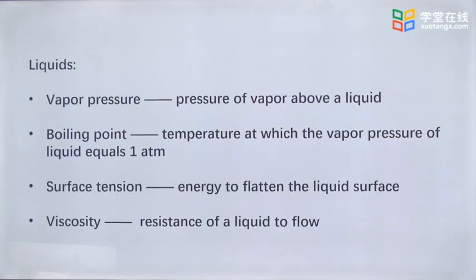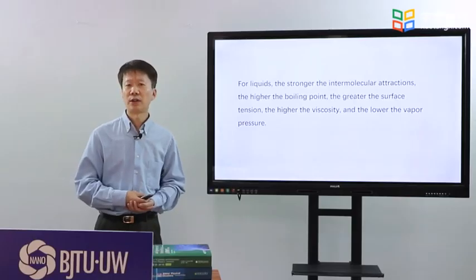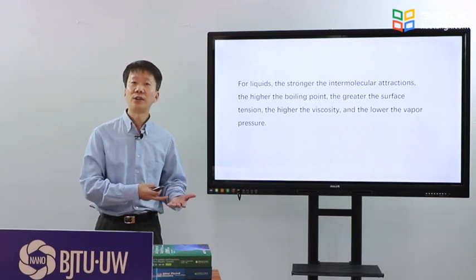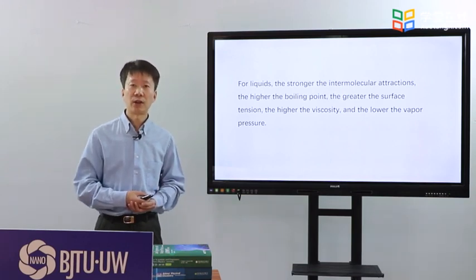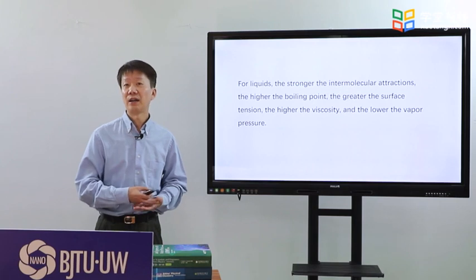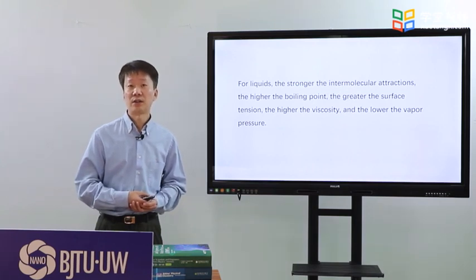The intermolecular interaction can also be used to understand the boiling point, surface tension, and viscosity of the liquids. Generally, for liquids, the stronger the intermolecular attractions, the higher the boiling point, the greater the surface tension, the higher the viscosity, and the lower the vapor pressure.